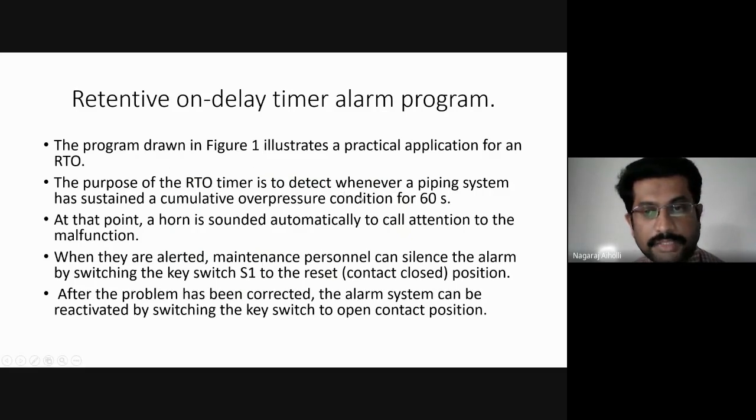The purpose of this is to detect whenever a piping system has sustained a cumulative overpressure condition for 60 seconds. At that point, what will happen? A horn is sounded automatically to call attention to the malfunction. That is, there is some malfunction, so the maintenance person will come, attend to it, and correct the problem. When alerted, maintenance personnel can silence the alarm by switching the key switch S1 to reset condition, that is, contact closed position. After the problem has been corrected, the alarm system can be reactivated by switching the key switch to the contact open position.